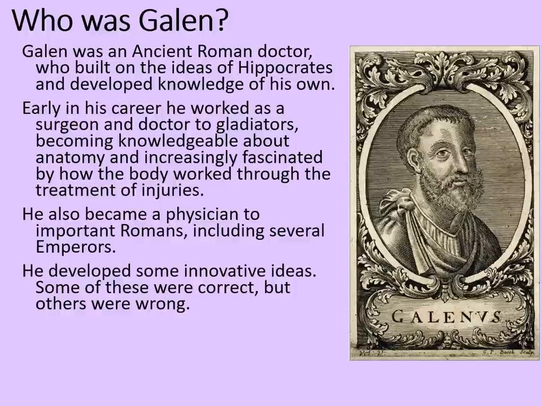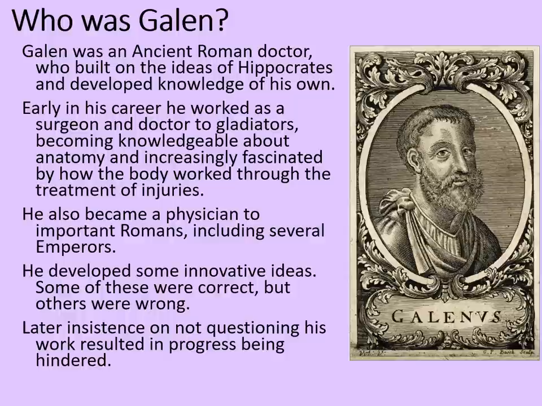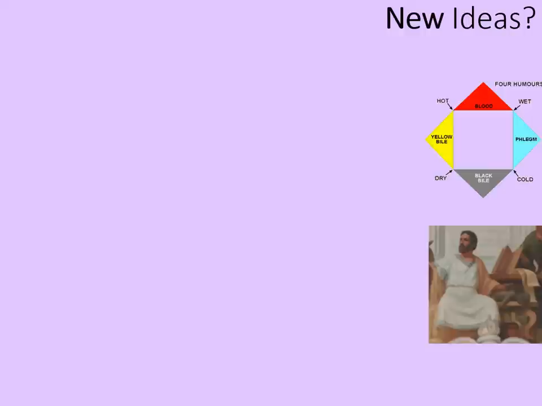Later insistence on not questioning his work resulted in progress being hindered, particularly by the medieval church and the Renaissance church, but eventually his ideas were overcome. But let's not forget, some of his ideas actually did work and they were correct. So Galen is important, not just because of how long his ideas were around, but because actually he got some things right as well. So what were his new ideas?